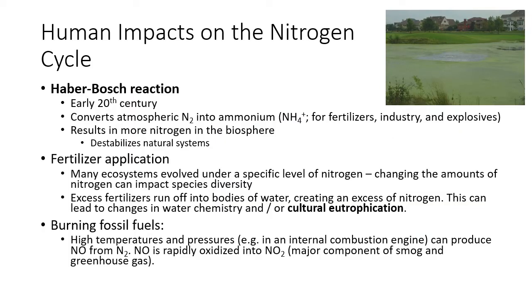So that leads us to some human impacts of the nitrogen cycle. The first is the Haber-Bosch process. So before the 20th century, all the nitrogen in all of the soils and all the water on the planet came from ultimately nitrogen-fixing bacteria turning diatomic atmospheric nitrogen into ammonium and then through the processes of nitrification. Those nitrogen-fixing bacteria were responsible for all of the nitrogen in all the soils and all the aquatic systems on the planet.